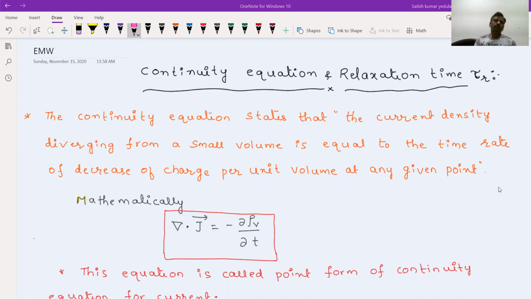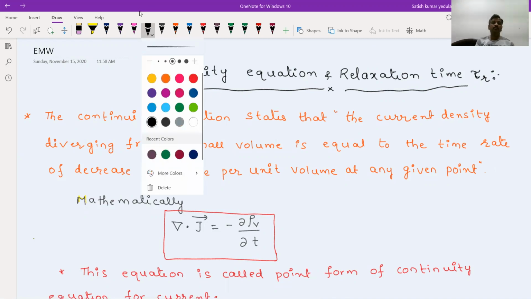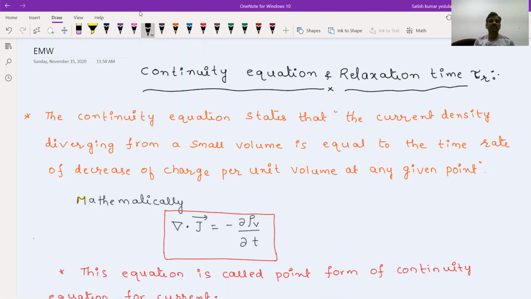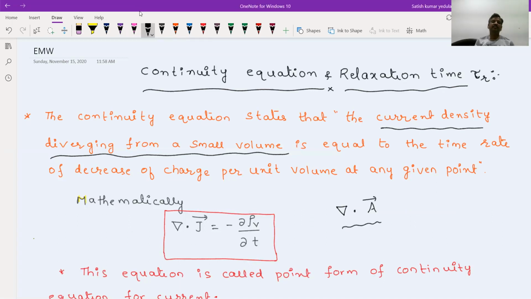Okay, so the statement of the continuity equation is that the current density diverging from a small volume is equal to the time rate of decrease of charge per unit volume. So the meaning of diverging from a small volume: divergence of any vector always indicates the amount of the physical quantity.